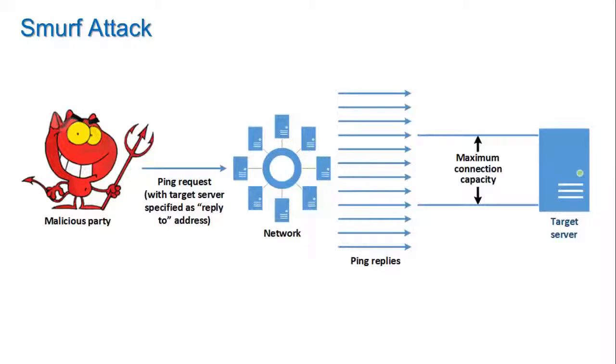In a smurf attack, however, the malicious party intentionally modifies her ping request such that the address of the target server is specified as the source of the request. Upon receiving the artificially manipulated ping request, all of the hosts on the network will therefore send their ping replies to the target server, thus overwhelming its capacity and disrupting the ability of legitimate users to access network resources.